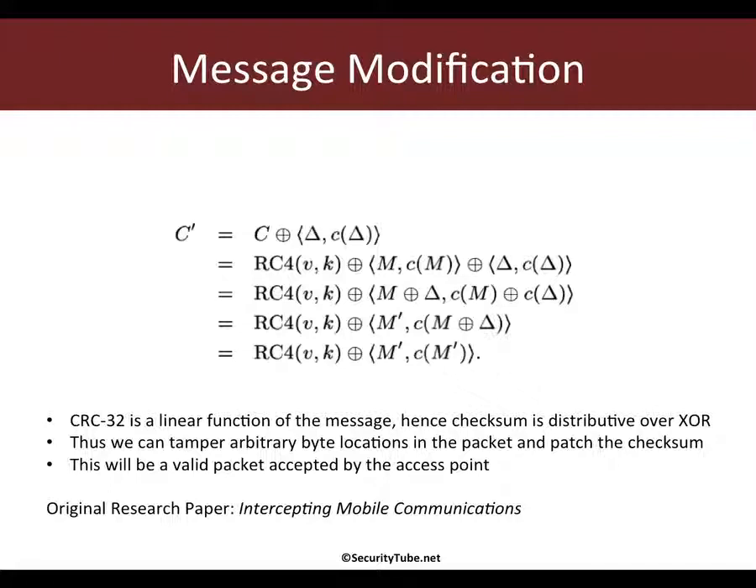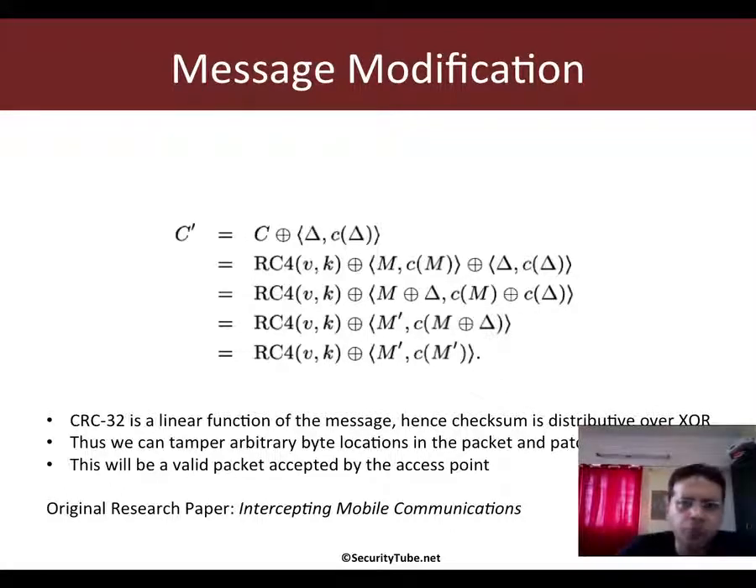And once the checksum is done, post all the calculations, what you will see is that this is equivalent to the same original key stream XORed with the modified message and the modified checksum. Now, what does all of this mean? Some of you who may be familiar with XOR operations and how they work, and are a little bit into math, may have figured it out. It's not very difficult actually. But let's try and understand this from a packet perspective. What does this actually mean?